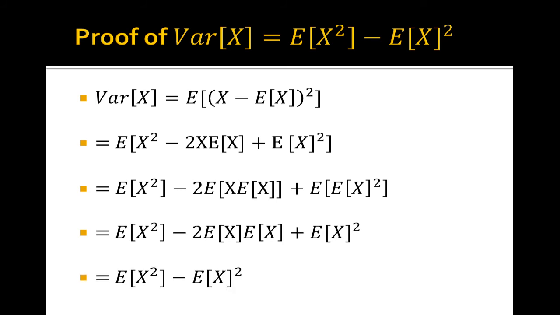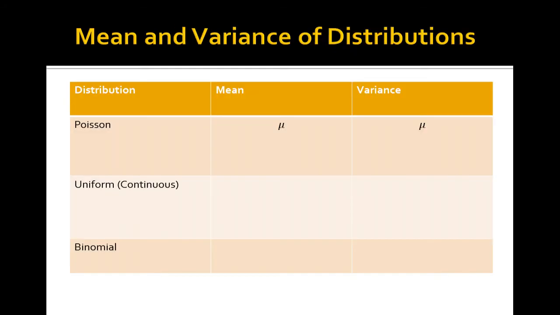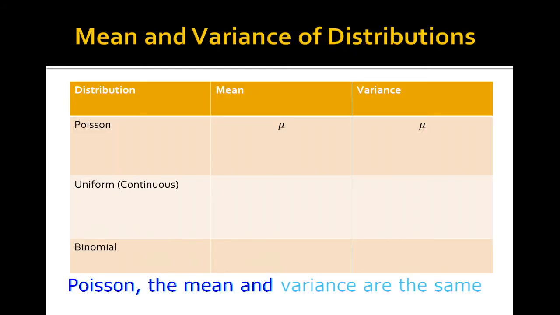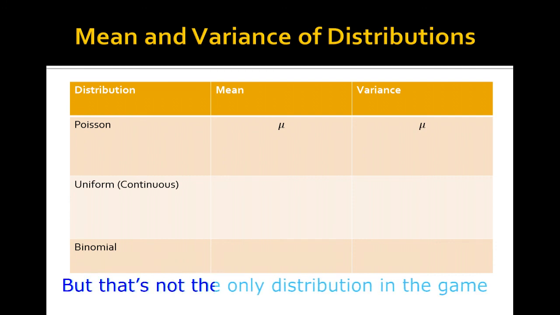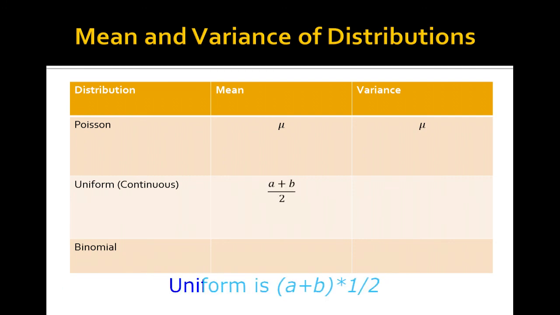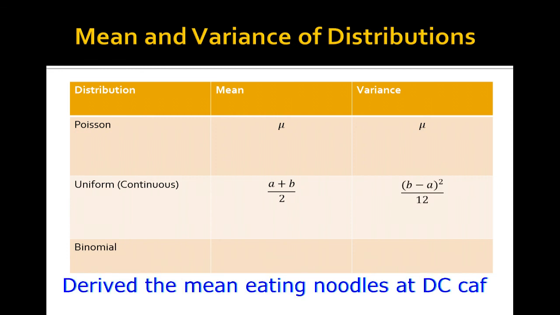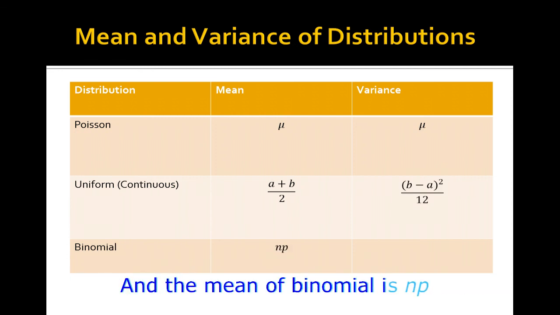Now let's see how these can be applied to some common distributions. For Poisson, the mean and variance are the same, but that's not the only distribution in the game. For uniform, the mean is a plus b times a half. And the mean of binomial is np.